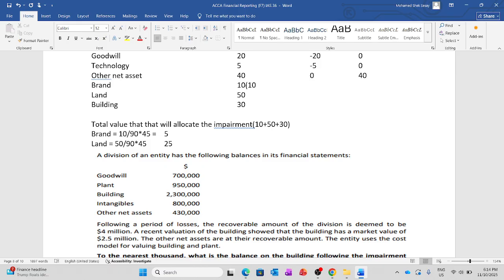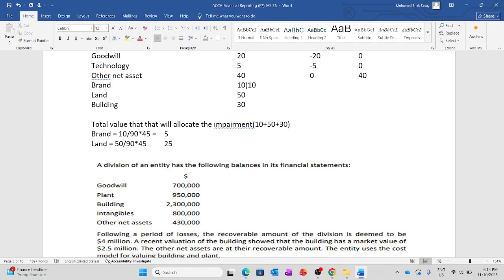Hope we know where the 45 comes from, right? So therefore, we talk about the building. The building equals 30 divided by 90 times 45. So 15.